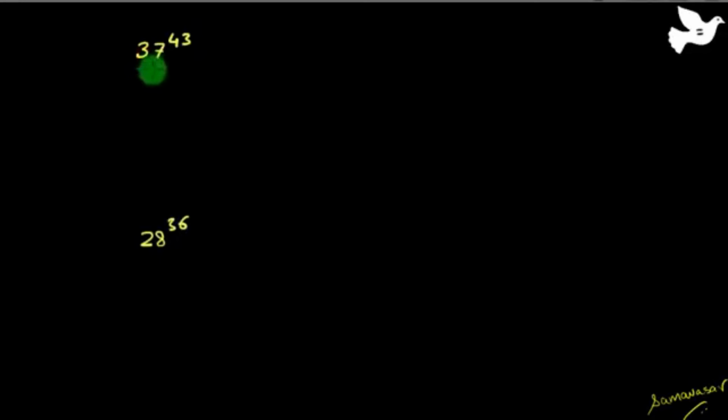So let us say I have 37 raised to the power 43. So again, let me start with 43 and let me divide that by 4. So I have remainder 3. So the unit digit of 37 raised to the power 43 will be the same as the unit digit of 37 raised to the power 3.